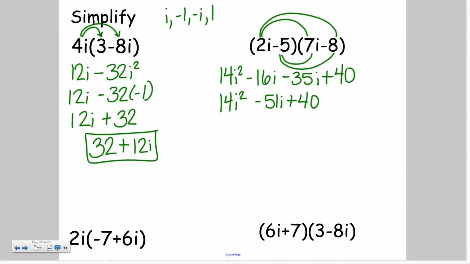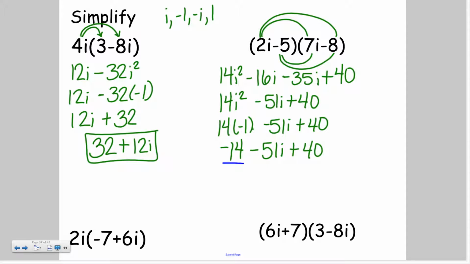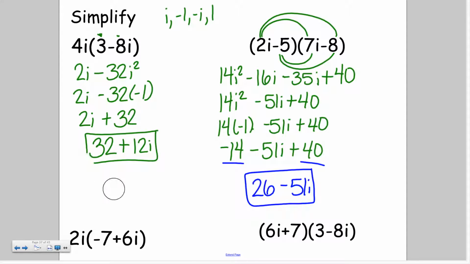All right, I need to get rid of that I squared. So I know I squared is a negative 1. And then just put everything in there. So 14 times negative 1 gives me negative 14 minus 51i plus 40. Now I can combine like terms. So negative 14 plus 40 is going to give me 26. And then I don't have anything to combine that 51i with, so I'm going to leave it like that. Now, this is the part, if you want to copy this, go ahead and pause the video, because I'm going to erase it so I have room to move the bottom 2 up.